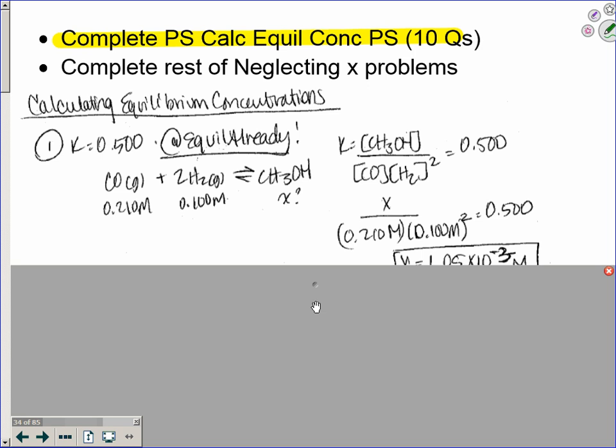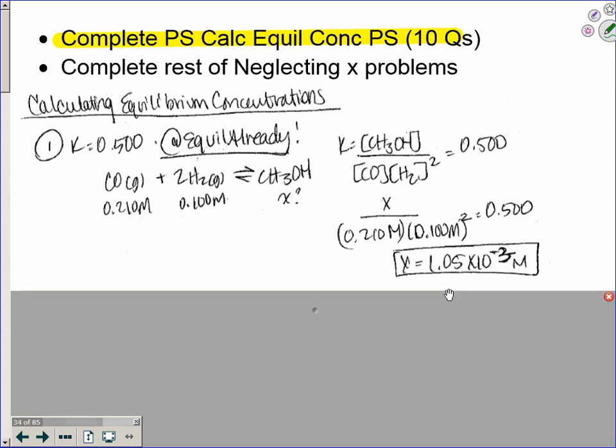And how did you solve for X? Like, how did you rearrange this? Come on, people. Multiply the denominator over here, solve for X. And then that should be that number. The K expression is still the same. That's the K expression. That's the substitution of those variables. And the Q expression is the same. It's just when you're plugging into the Q expression, you're plugging in initial concentrations, and when you're plugging into the K expression, you're plugging in equilibrium concentrations. So the setup's the same, it's just the numbers are different.